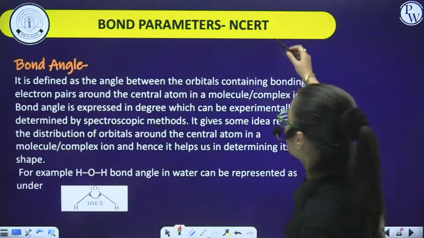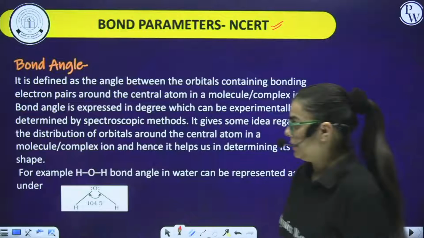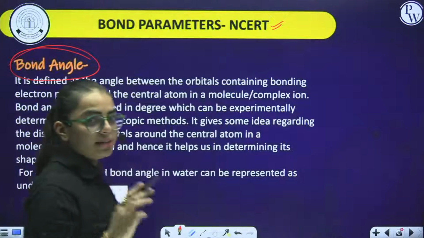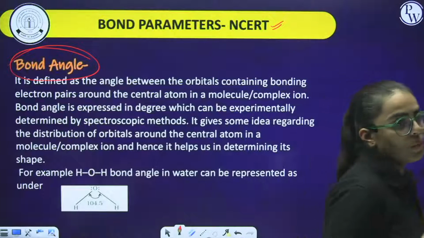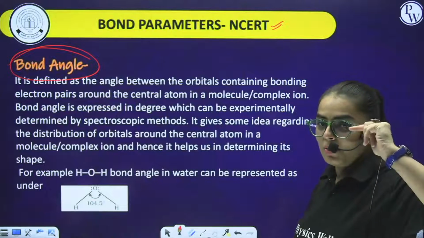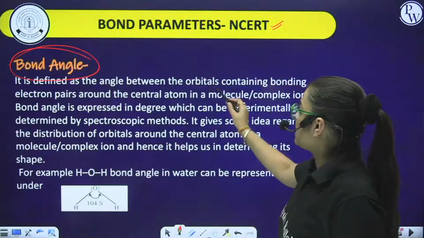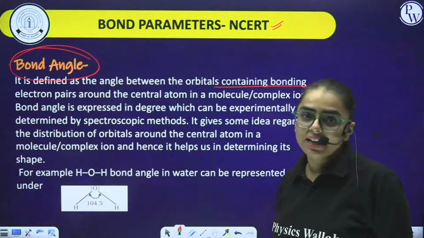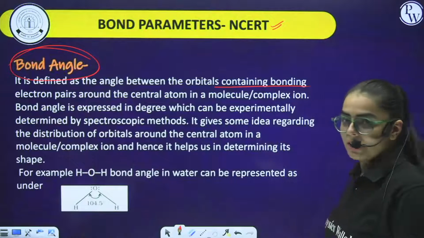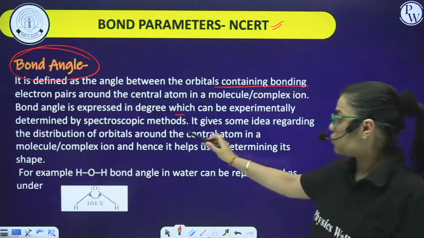We are going to start with the bond parameters, right? The very first bond parameter is bond angle. What is the bond angle? An angle created when the bonds are connected with each other. When we see in a molecule bonds are created, so the angle between two bonds is bond angle. It is defined as the angle between the orbitals containing bonding electron pairs around the central metal atom in a molecule or a complex ion. It is expressed in degrees, which can be experimentally determined by spectroscopic method.